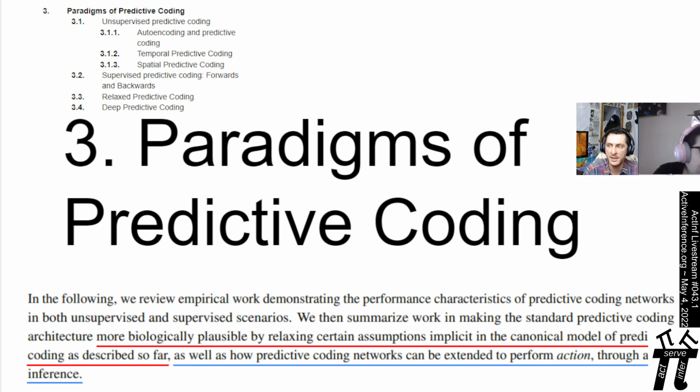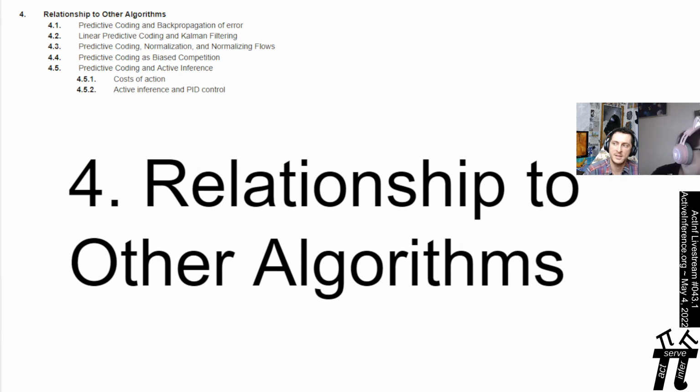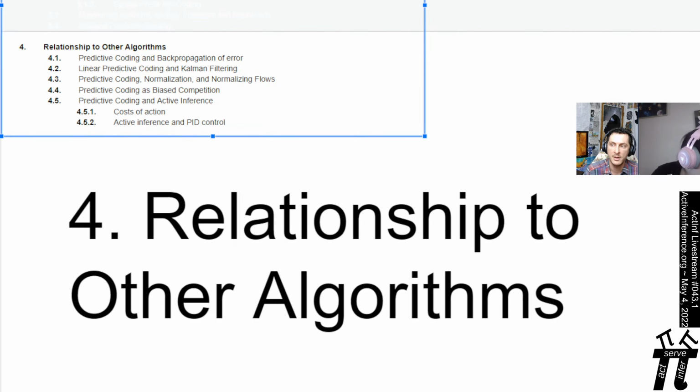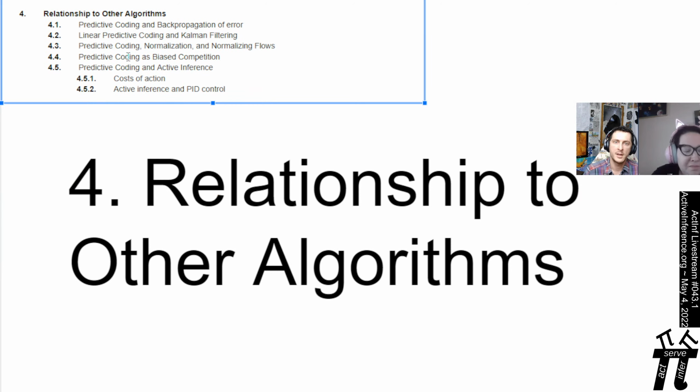And then in section 3, and also in section 2, they explored all these different interesting generalizations, the spatial case, the hierarchical case, and then they also connected it to biological systems and reviewed some evidence for predictive coding of different kinds. And then in section 4, they connect to several other inference algorithms, like predictive coding and the backpropagation of error, linear predictive coding and the Kalman filter, normalization and the normalizing flows, which we didn't talk about, predictive coding as biased competition, also something we didn't talk about.